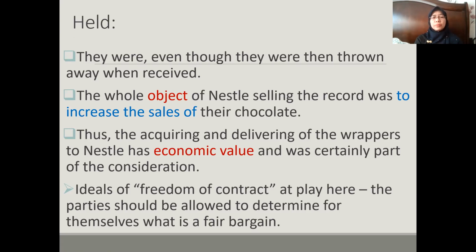And the court also relates to freedom of contract here, because parties should be allowed to determine for themselves what is a fair bargain. So as far as Nestle and the public at large, their consumers and customers, are concerned, it's fair between them. And whatever activities between them are commercial in nature, of commercial interest. So it has some economic value.